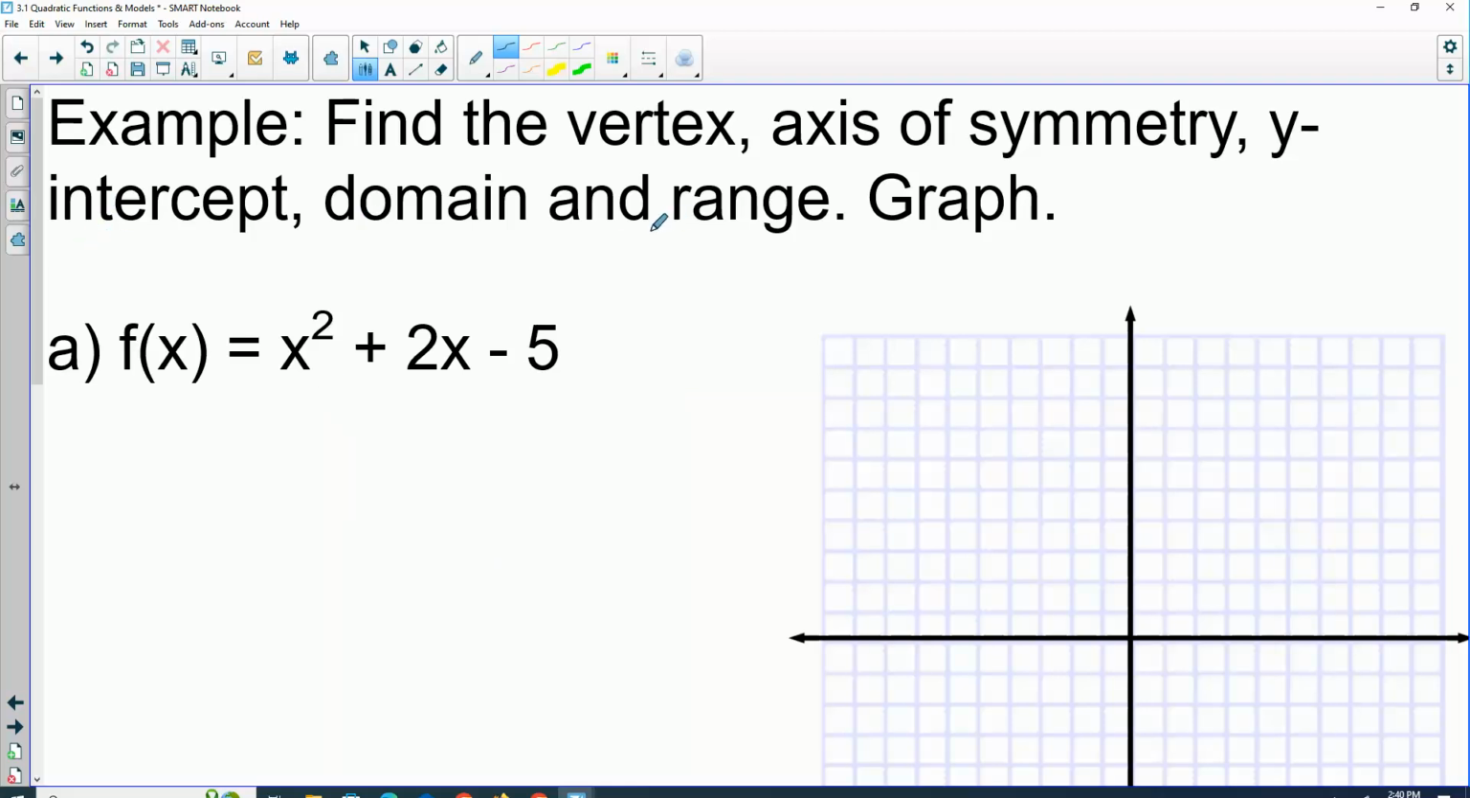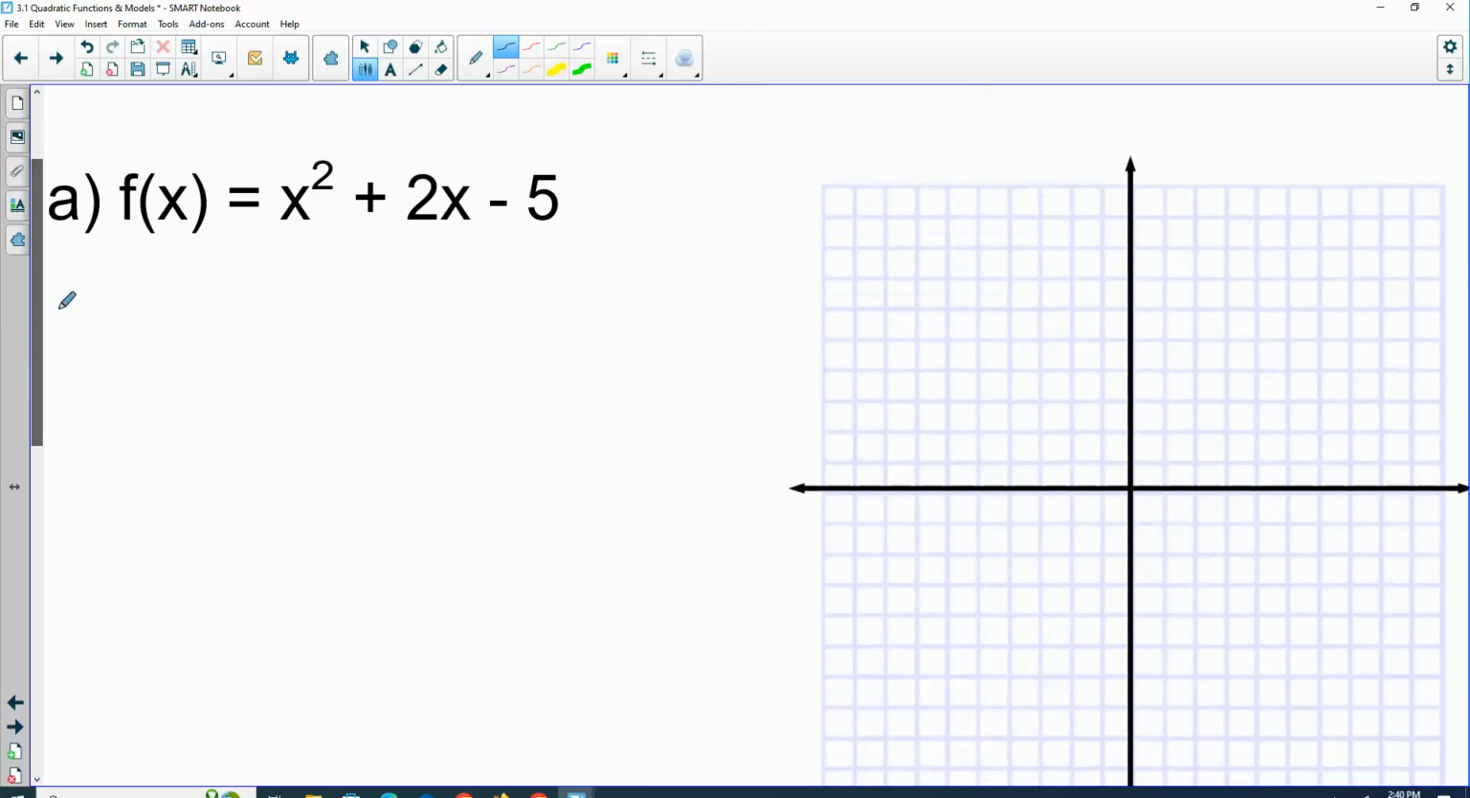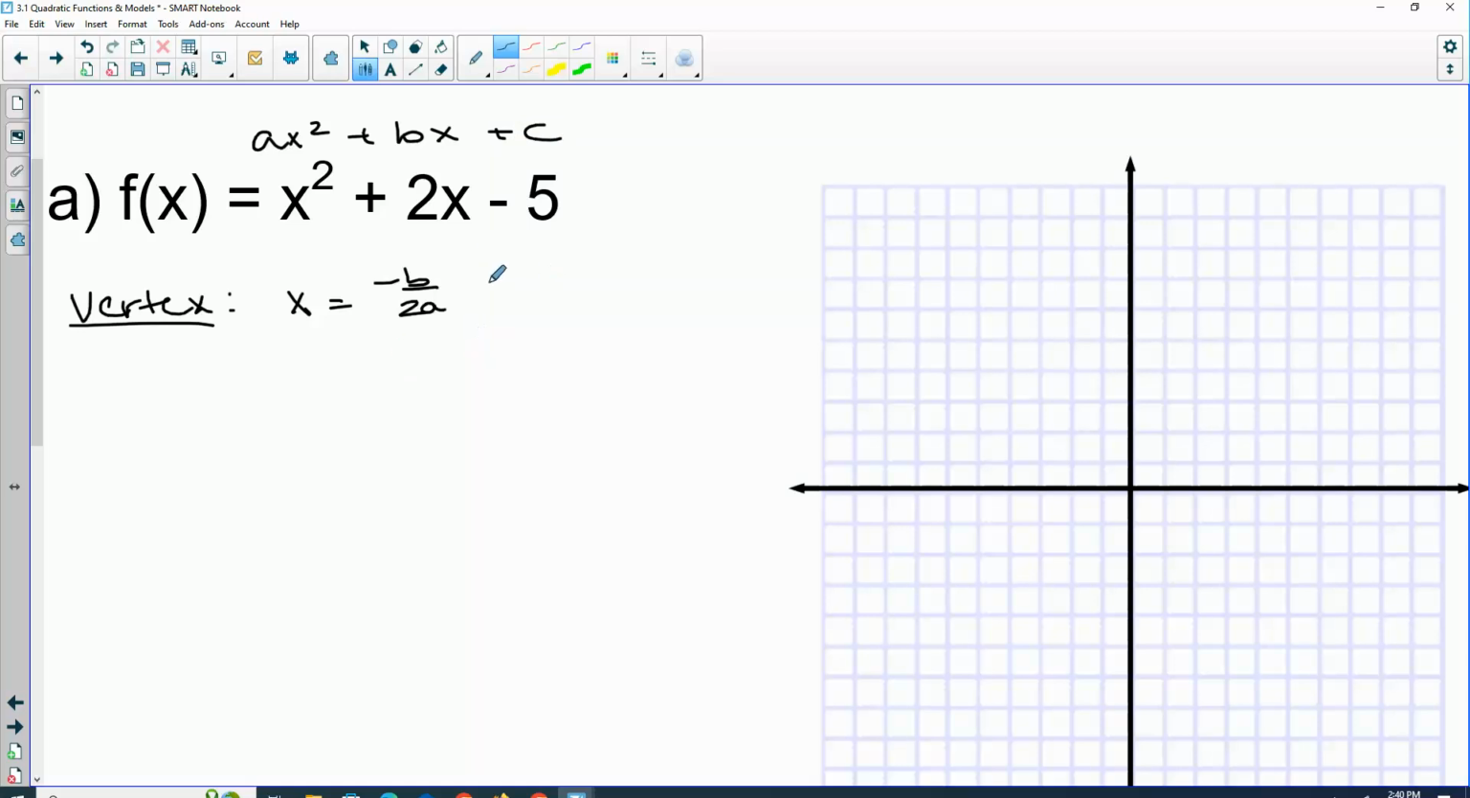Alright, so I want vertex, axis of symmetry, y-intercept, domain, and range, and then we'll graph it. So if it's written in this form, rather than just blindly picking points, let's find the vertex. To find the x, we do the opposite of b over 2a. Remember, it's ax squared plus bx plus c. So what is my b value? 2. So we have negative 2 over 2 times, what's my a? So negative 2 over 2 gives me negative 1.